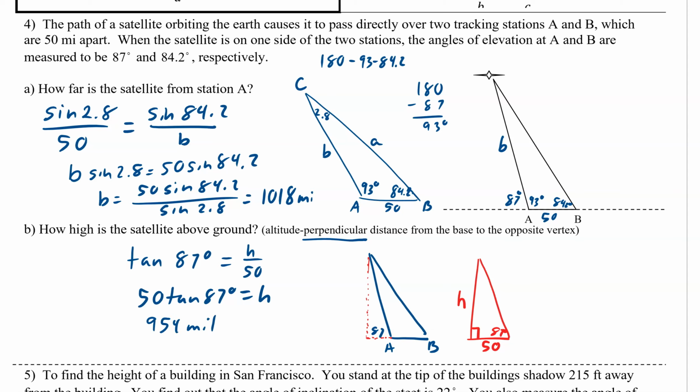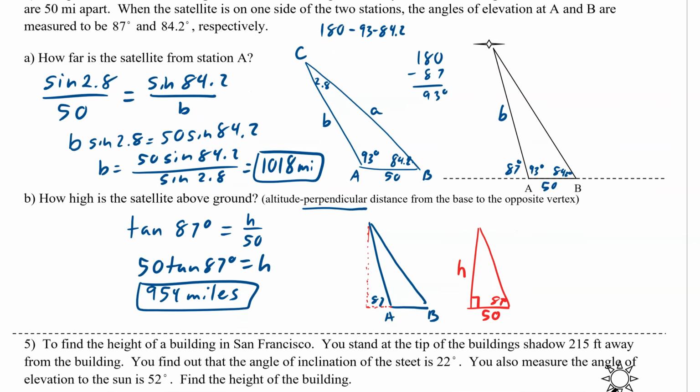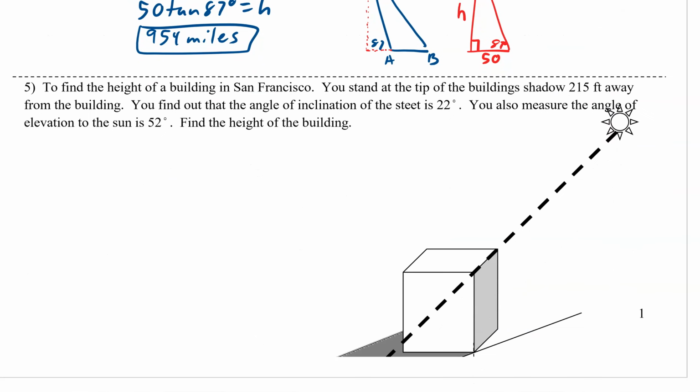So how high up is the satellite? It's 954 miles. So we use law of sines when it's not a right triangle. But if you're given a right triangle, then you just use your standard trig ratios. All right, let's try one more.